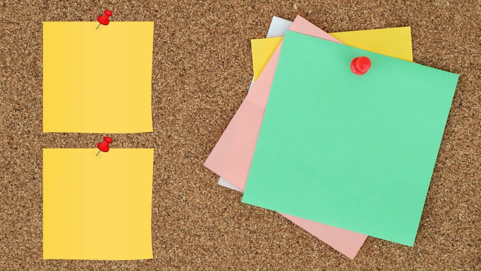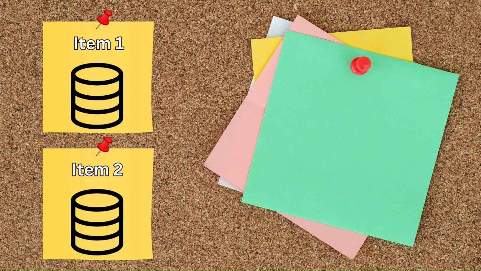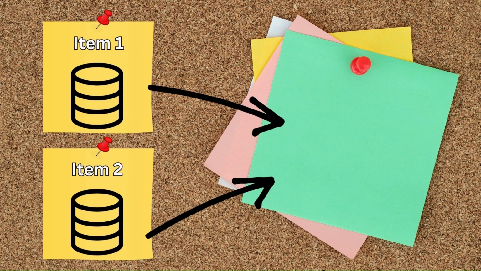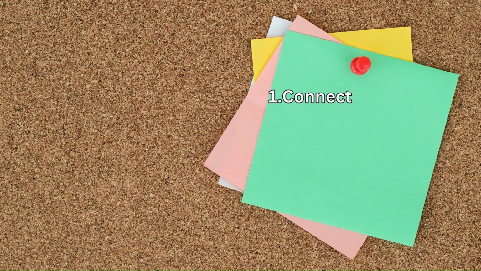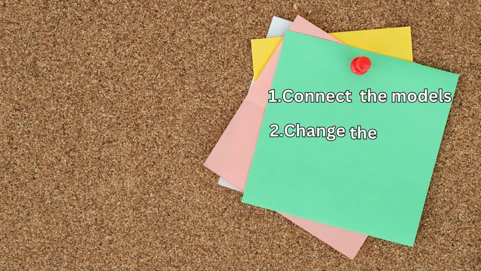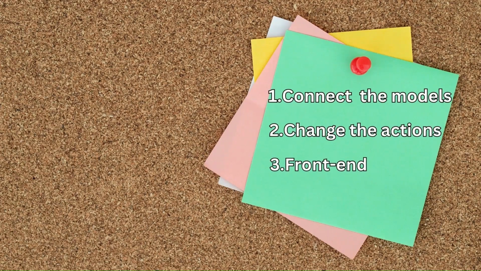Let's say we have a list of items stored in our database and we want each item to belong to a single category. In this case, one category can be assigned to many items, but each item can belong to only one category. This requires a one-to-many relationship between the category and the items. In this video, we'll learn exactly how to set this up, but don't worry, it's not that complicated. We'll connect our models to each other, make the necessary changes in our action methods, and then see how it looks on the front end.